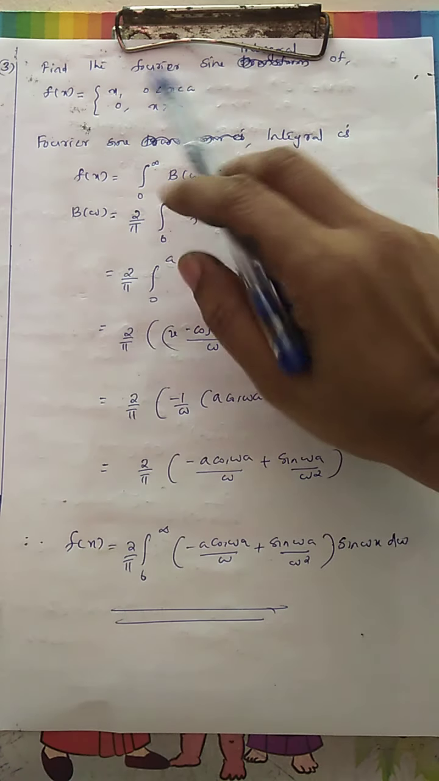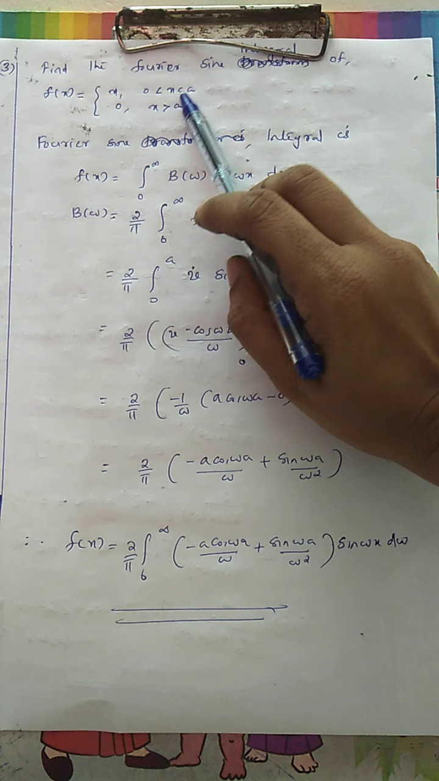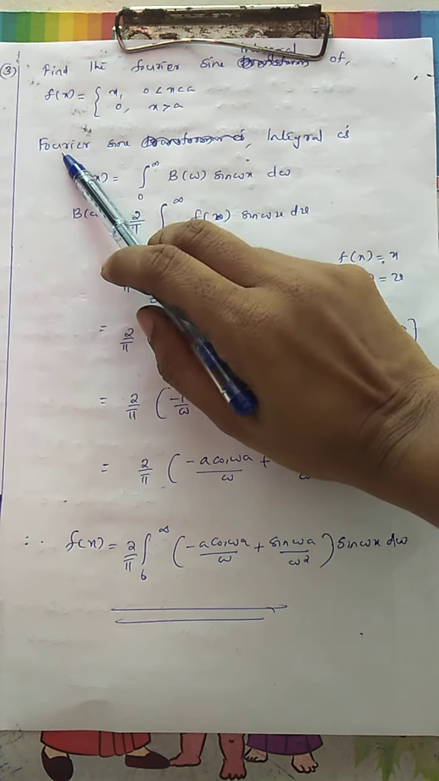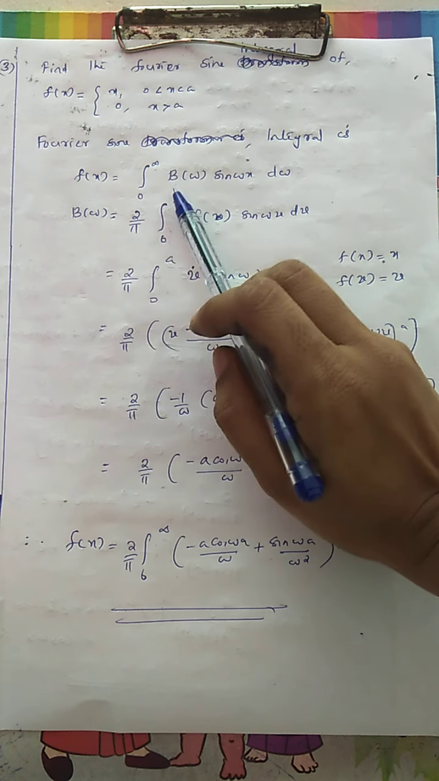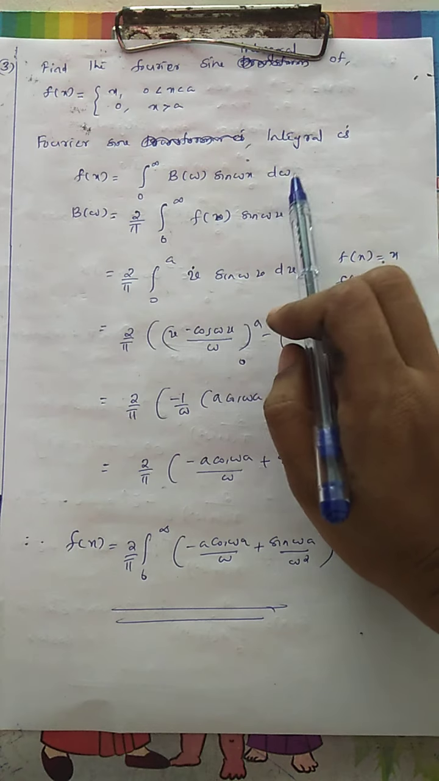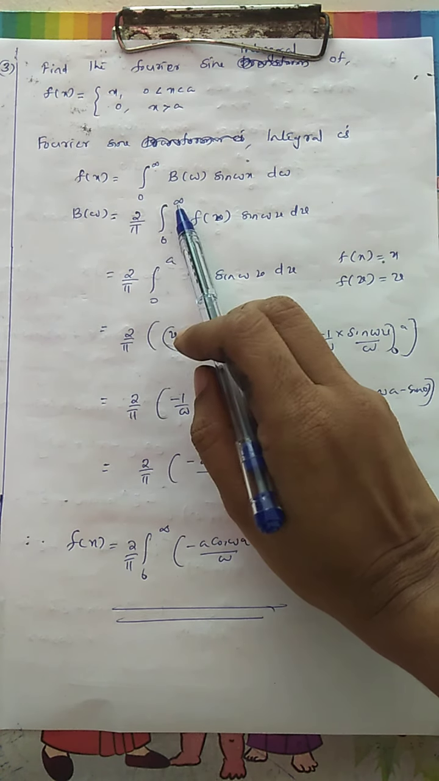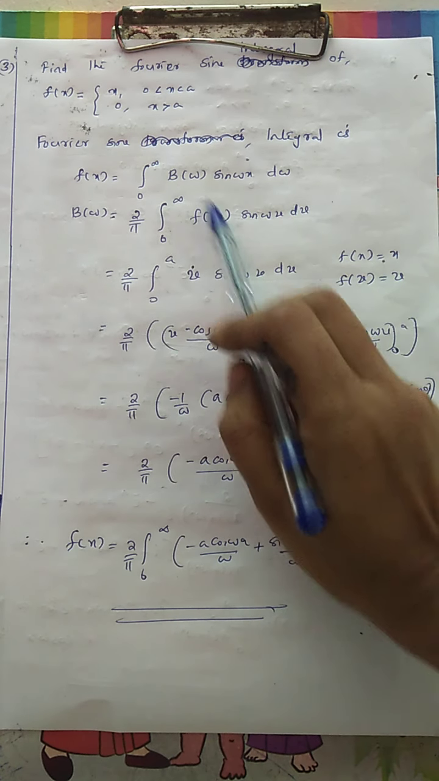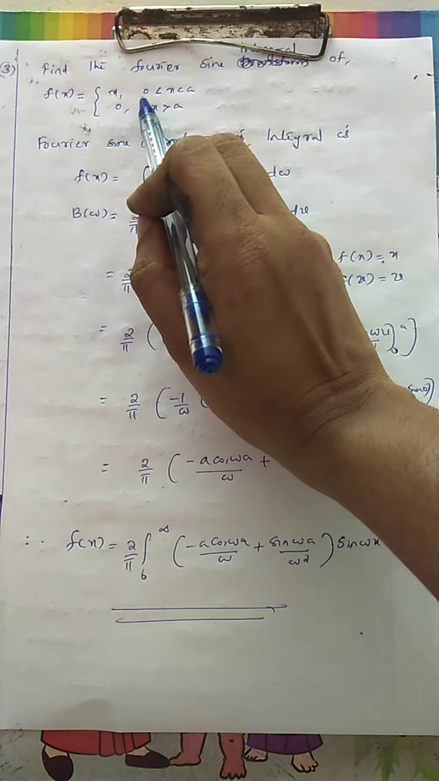Another problem: find the Fourier sine integral of f of x equal to x for 0 less than x less than a and 0 for x greater than a. The formula for the Fourier sine integral is f of x is integral 0 to infinity b of omega sin omega x d omega, where b of omega is 2 by pi integral 0 to infinity f of nu sin omega nu d nu. Here f of x is x, so f of nu is nu within the limit 0 to a.